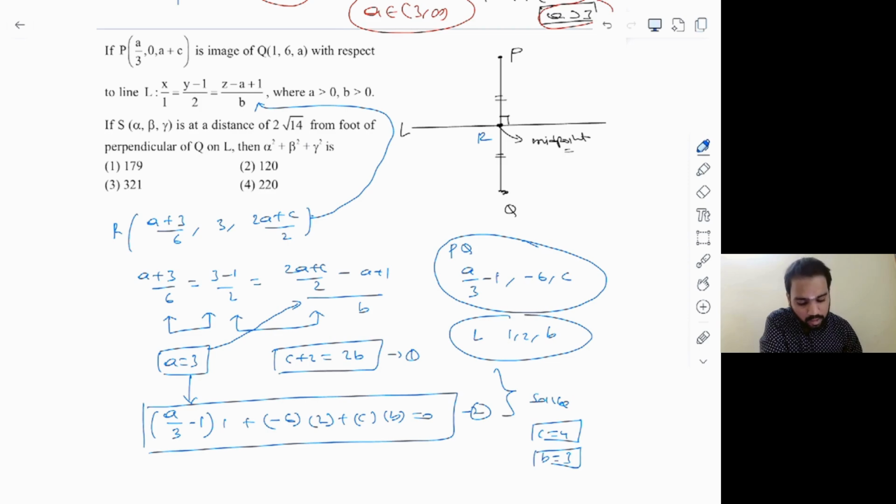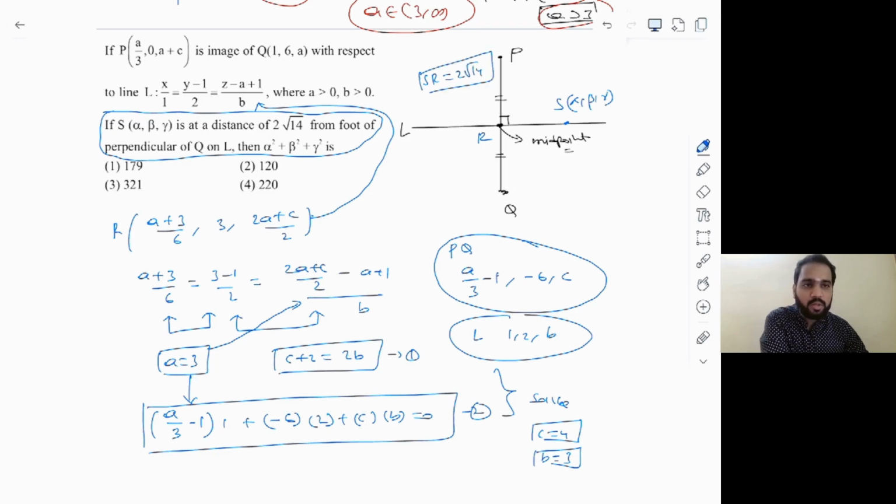But along with that, read the question now. Alpha, comma beta, comma gamma is at a distance of 2 root 14 from the foot of perpendicular Q on the line L. Okay, so clearly the point R is nothing but the foot from the point Q on the line L. And then they said that S is a point on the line L which is given by alpha, comma beta, comma gamma, and the distance between S and R is 2 root 14. So let me write down SR is equal to 2 root 14.